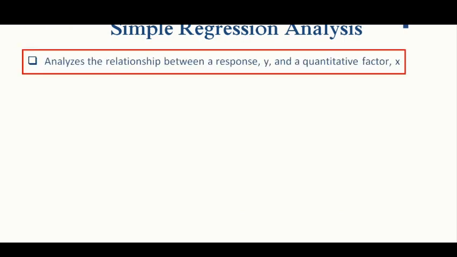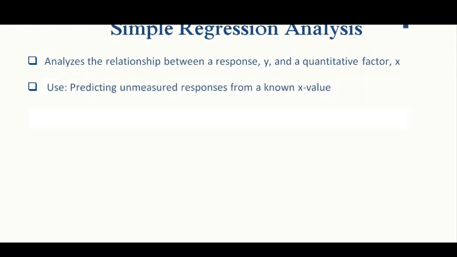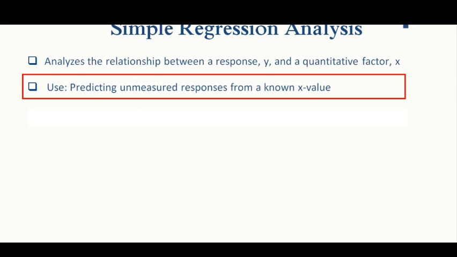Both these variables are of quantitative type or numeric interval or ratio type mainly. Whenever the response variable is of binary type, then we get into the logistic regression. So, that is not the case here. We are assuming that both y and x are of quantitative nature and mainly of the continuous kind of variables. So, again the use is predicting unmeasured responses from a known x value. So, generally the dependent variable is difficult to measure, but the independent variable is easy to measure. Then you use this regression.